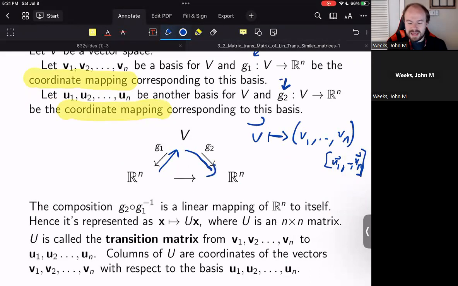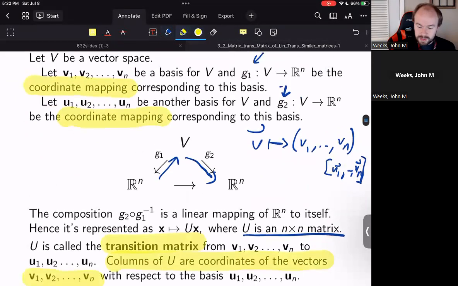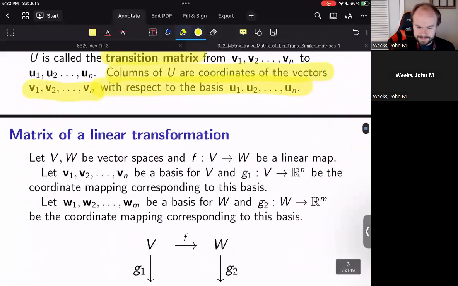And once we had something like that, we got an n by n matrix called the transition matrix between these two bases. The way that we were able to say how you make this actually a transition matrix we can find? Well, the columns of U are the coordinates of the vectors from the first basis that we were working with with respect to the new basis that we were going toward, okay?